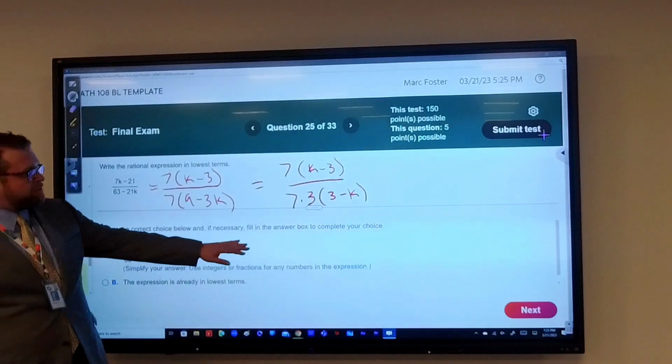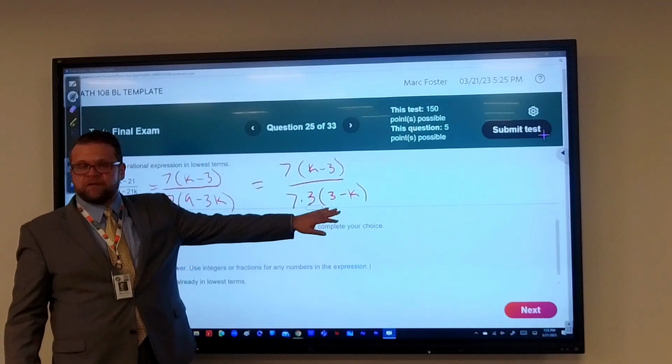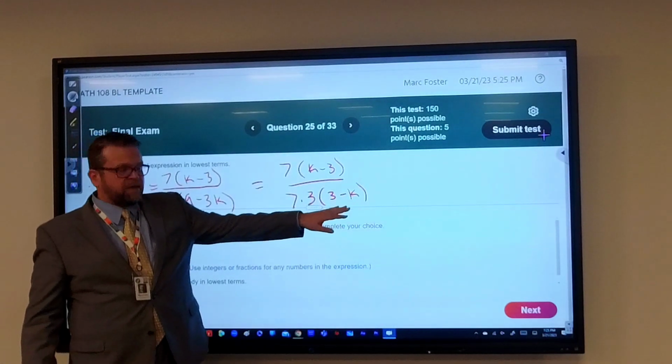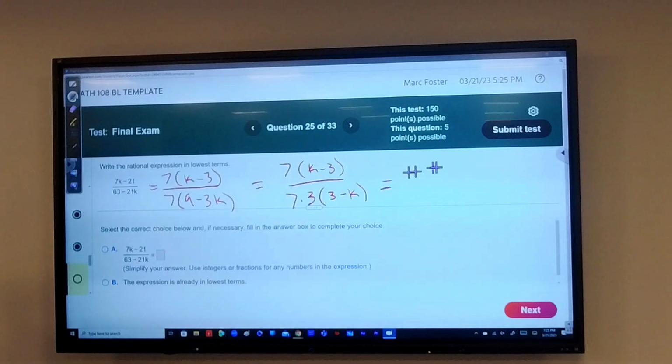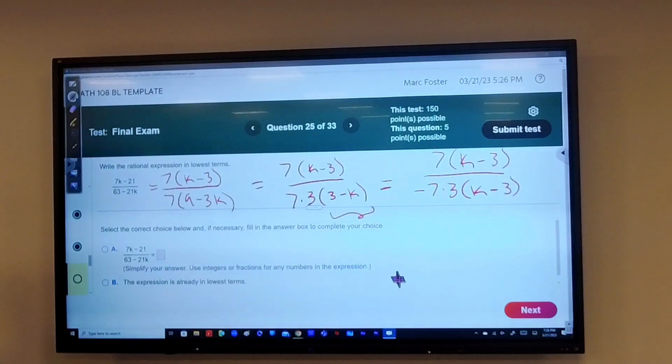You can factor a negative out of this guy down here, right? This basically says minus k plus 3. Factor out a minus 1. This is saying 7 times k minus 3 over negative 7 times 3 times k minus 3. If I distributed that negative back in, the k would be negative and the 3 would be positive. That's what it says here. K is negative and the 3 is positive. So now, 7s are gone, k minus 3s are gone, we get minus 1/3.